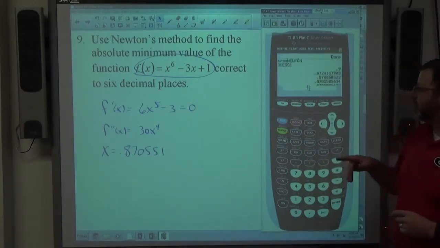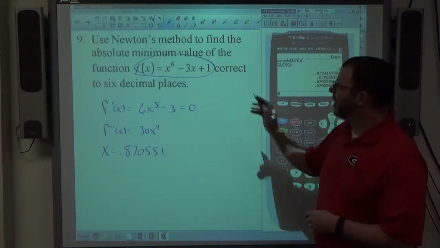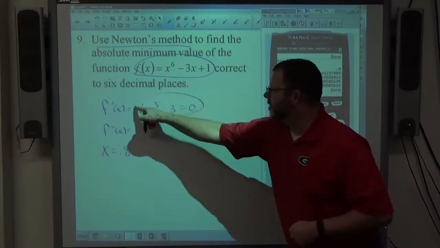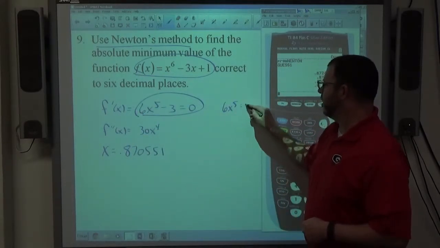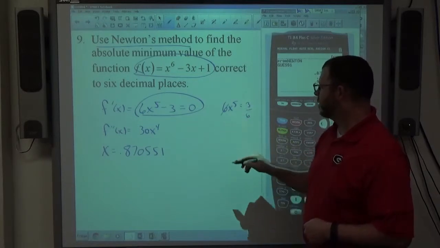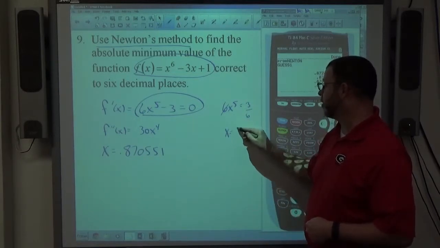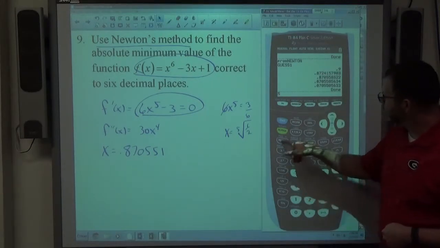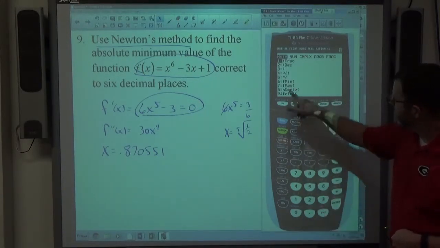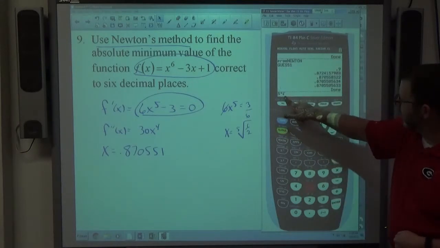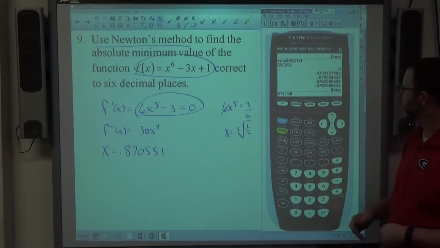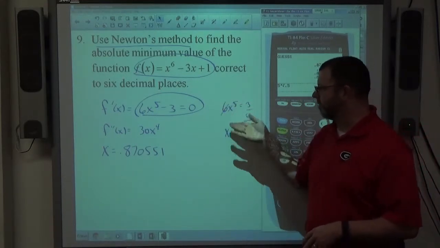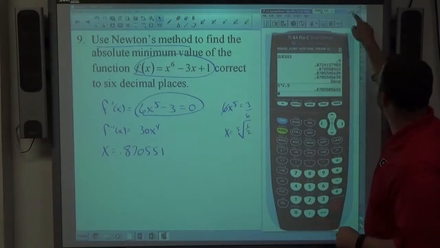One other thing I'll mention to you, it happens to work on this one. It does say use Newton's method, obviously. But if I'm trying to solve this, 6x to the 5th equals 3. X to the 5th equals a half, so x is going to equal the 5th root of a half. You could have done it that way. For the 5th root, you type in the root you want, then the x root button, and then the number you're trying to take the root of, and you get the same answer. Newton's method is effective, but just know that sometimes you don't necessarily have to use that to get the answer.